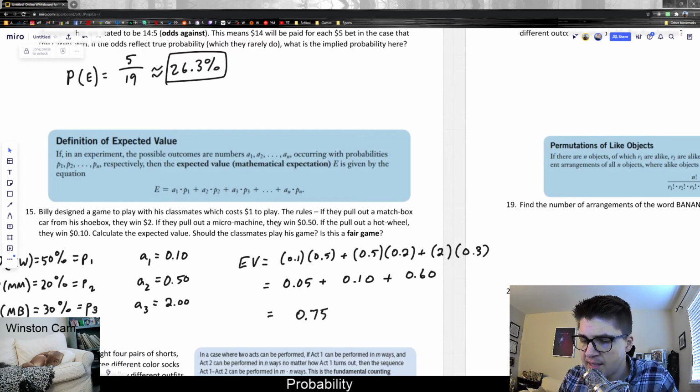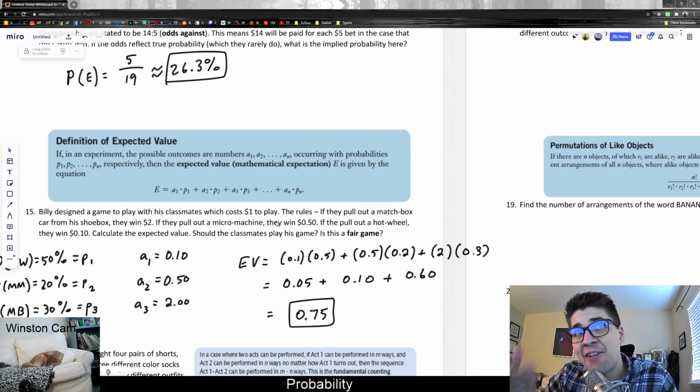And what that means is that if I play this game, that's what I would on average expect to get from the game. Because 30% of the time I'm going to get $2, 20% of the time I'm going to get 50 cents, and 50% of the time I'm going to get 10 cents. So if we add all of those together, this just makes intuitive sense to me, but if I add all that together, usually I'm going to get 75 cents.